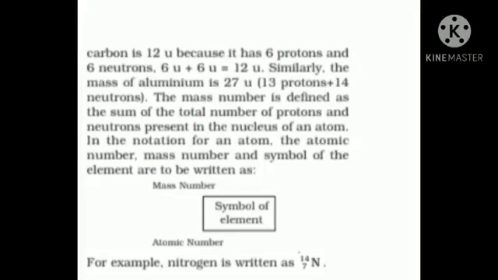In the notation for an atom, the atomic number, mass number and the symbol of the element are to be written as follows. Symbol, and then the mass number should be written as a superscript and the atomic number as a subscript. For example, for nitrogen, the symbol N, with 7 on the left-hand side written as a subscript since it is the atomic number, and 14 is the mass number, written as a superscript.